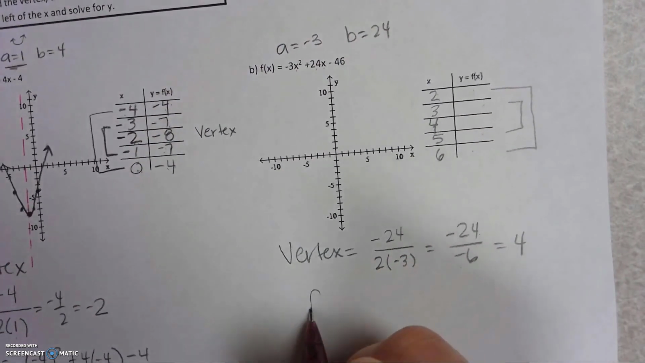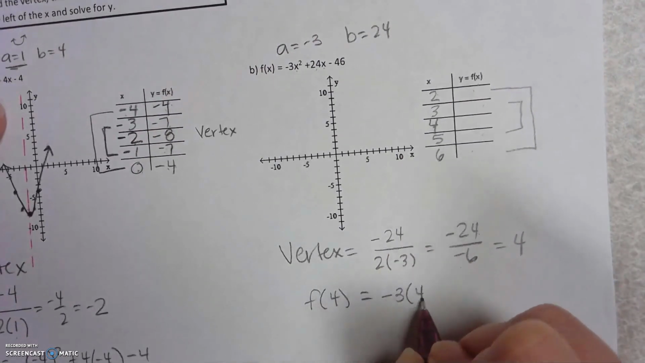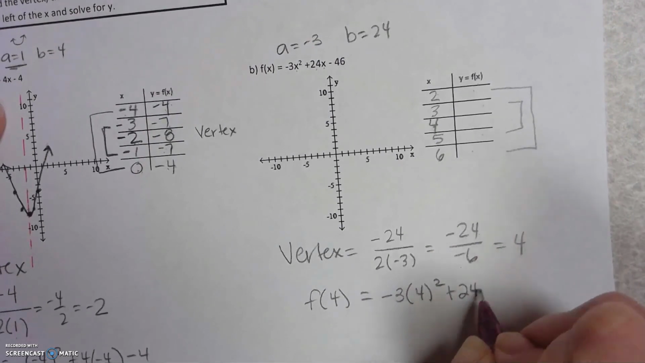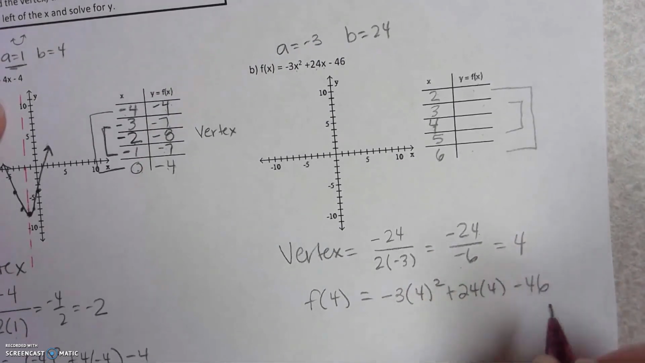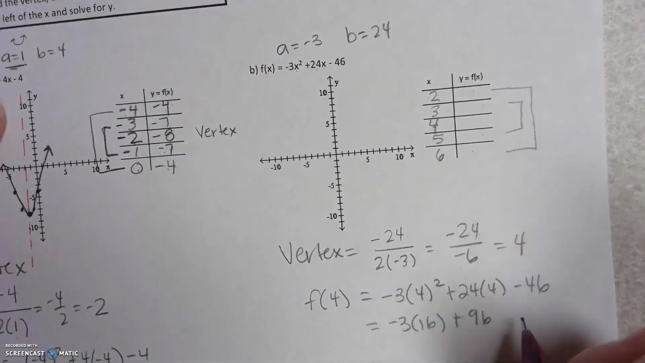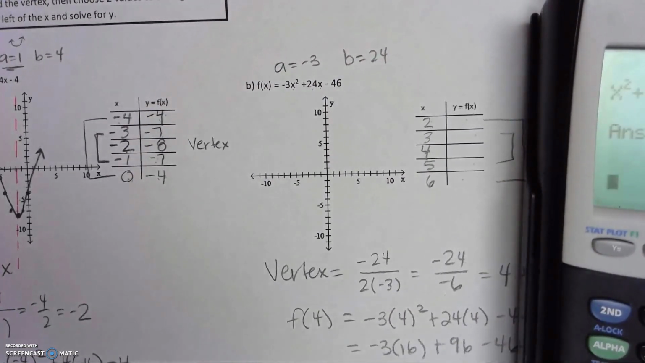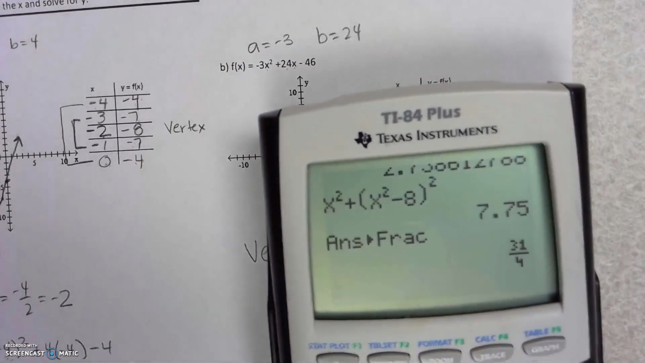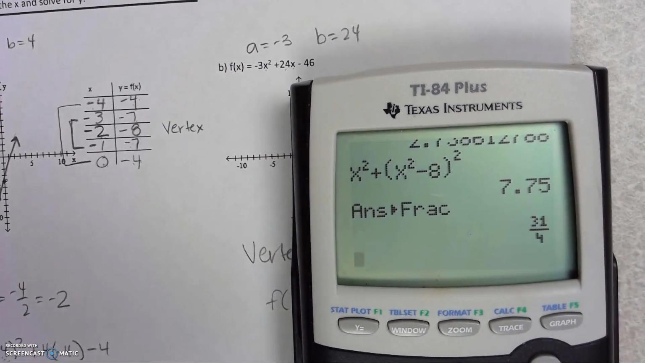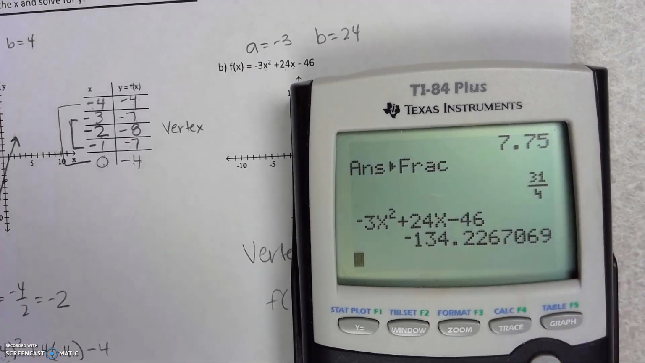This time I'm going to start by plugging in 4 to find the vertex. So I'll say negative 3 times 4 squared plus 24 times 4 minus 46. That'll be negative 3 times 16 plus 96 minus 46. At any point in time, feel free to use your calculator, and what I would do is just that. I would type in my function. Now don't look at the number that it's going to tell me. Just ignore that value.